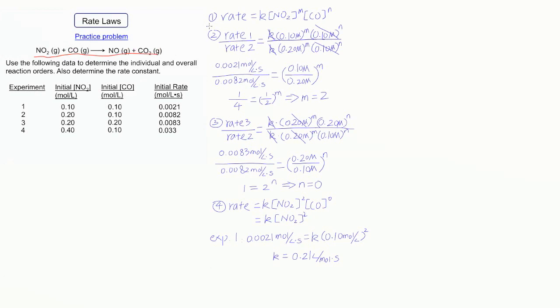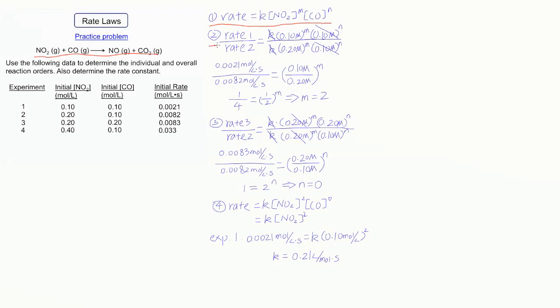Okay, so the first step is to set up this equation for this reaction. Rate equals k times the NO2 concentration to the m and the CO concentration to the n. And remember, this is always the starting point when you try to solve the rate law by using the concentration, initial concentration and the initial rate.